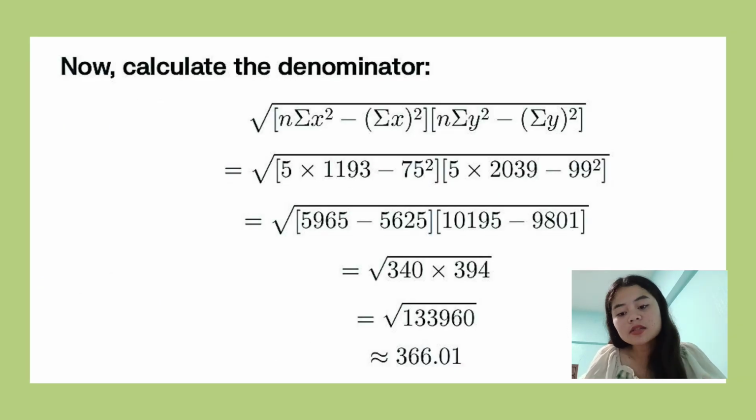We have square root, open bracket, 5 times 1,193 minus 75 squared, close bracket, then open bracket, 5 times 2,039 minus 99 squared. So we have the total 5,965 minus 5,625 times 10,195 minus 9,801. So we have here the square root. We have 5,965 minus 5,625 equals 340 times 10,195 minus 9,801. We have 394. So we have here a total 340 times 394 equals 133,960. So the square root of this is 366.01.